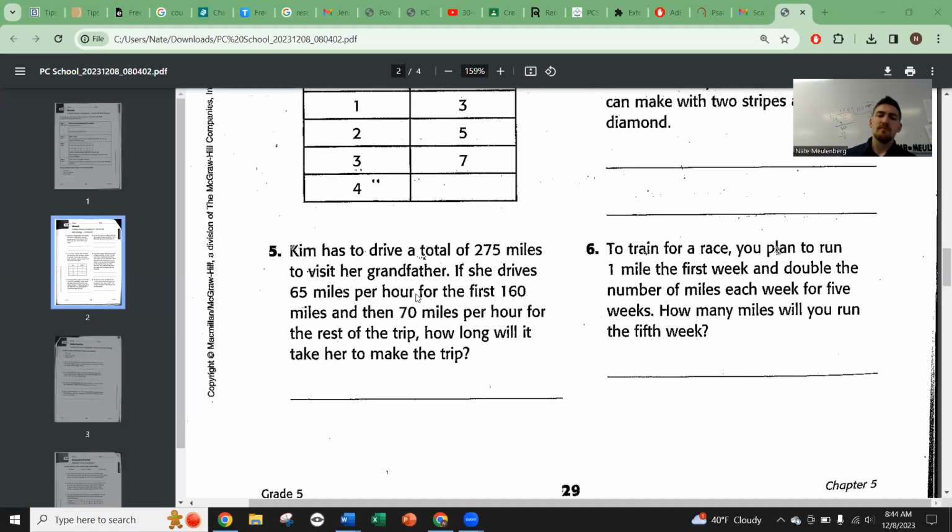Kim has to drive a total of 275 miles to visit her grandmother. If she drives 65 miles per hour for the first 160 miles and then 70 miles per hour for the rest of the trip, how long will it take her to make the trip? Okay, so what do we know? She drives a total of 275 miles. That's important. Maybe underline that 275 right there because that will come back later in the problem.